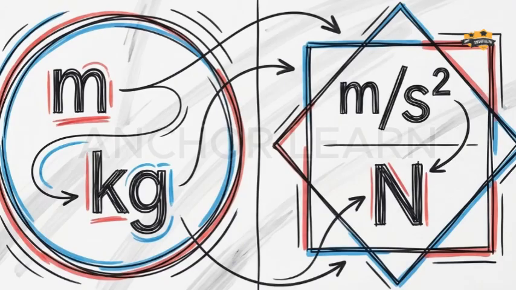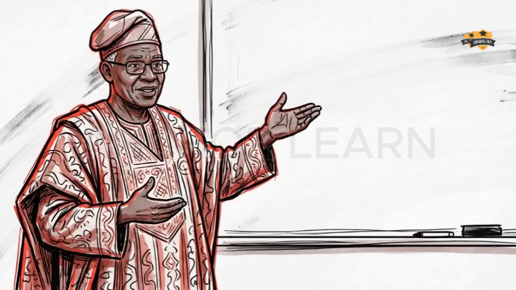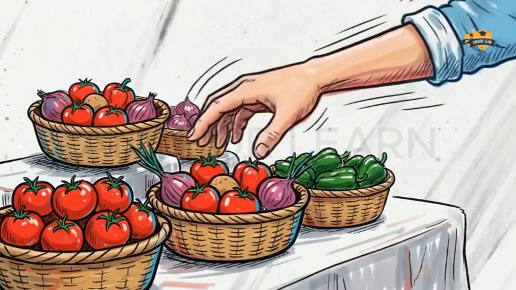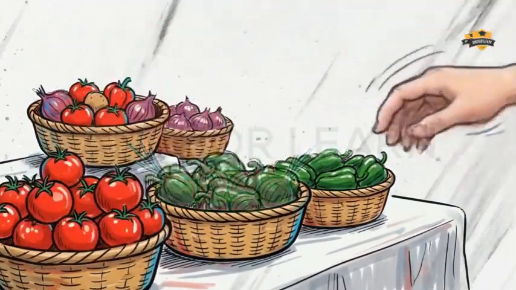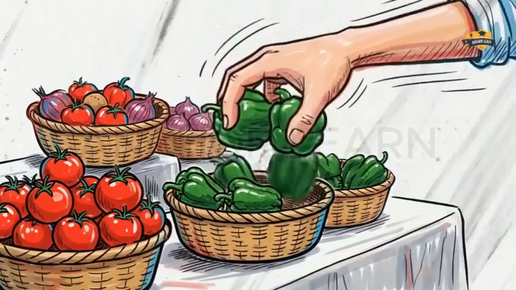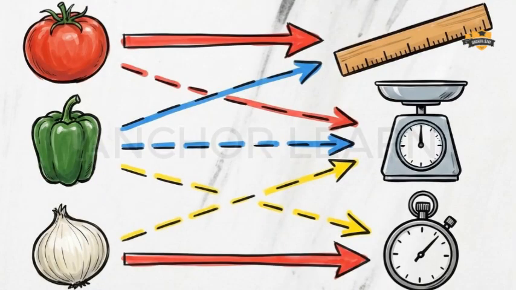To master these units, we must distinguish between a fundamental quantity and a derived unit. Think of this in terms of how we prepare food. In a local market, you buy raw, individual ingredients: tomatoes, peppers, onions. These are your base components. Fundamental quantities are like these ingredients. They are the base measurements of physical reality and cannot be broken down into anything simpler.